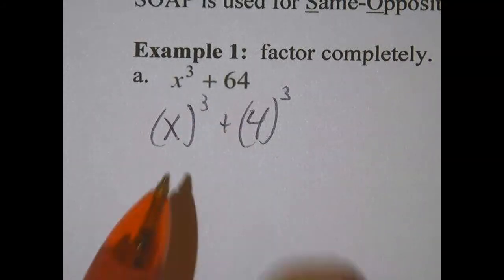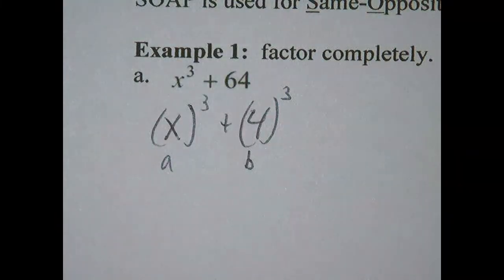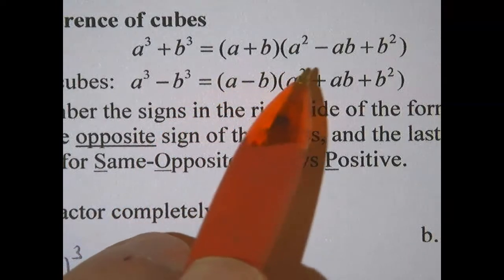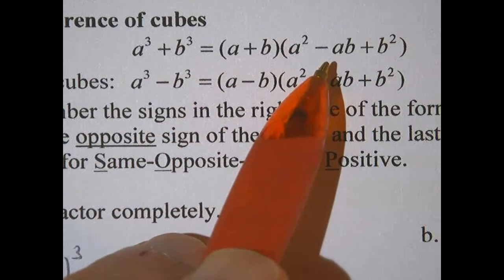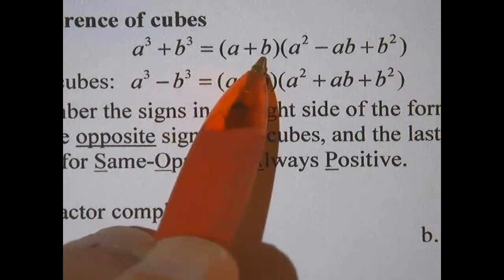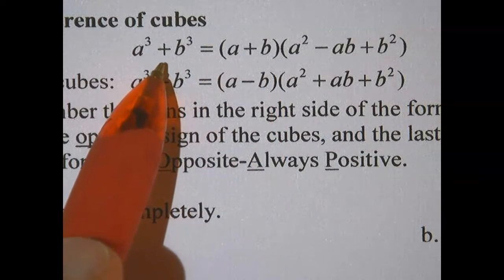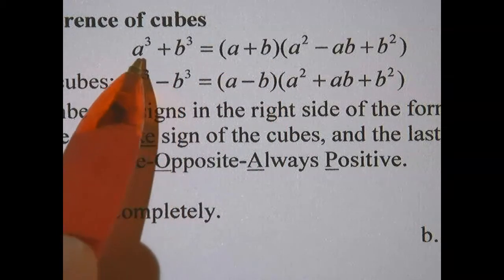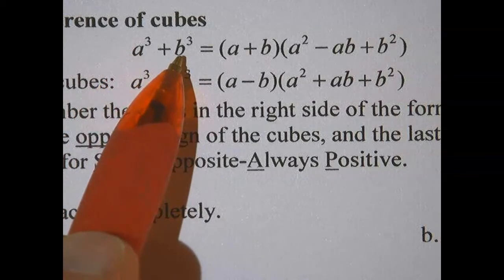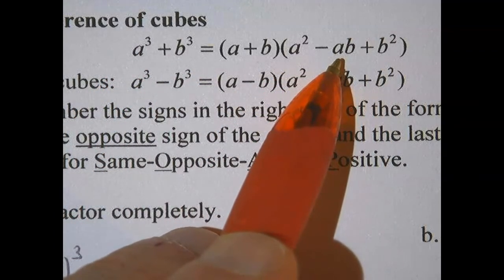All right, so this would be our A, and this would be our B. And we're just going to apply the formula right there. Now, the way that we think of this formula, notice what this is when we break it down. We have an A cubed and a B cubed, and it starts out with A plus B. So the first is a binomial just without the cubes. The second, the trinomial, has the a squared at the beginning and the b squared at the end, and in the middle is the product of a and b.